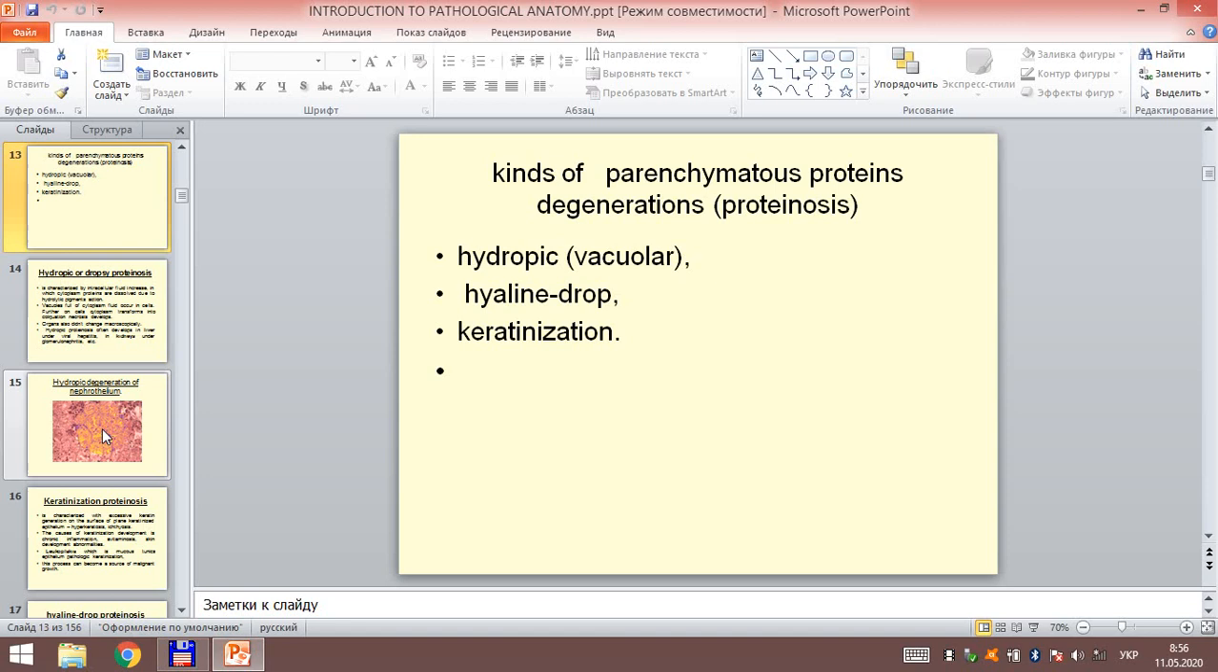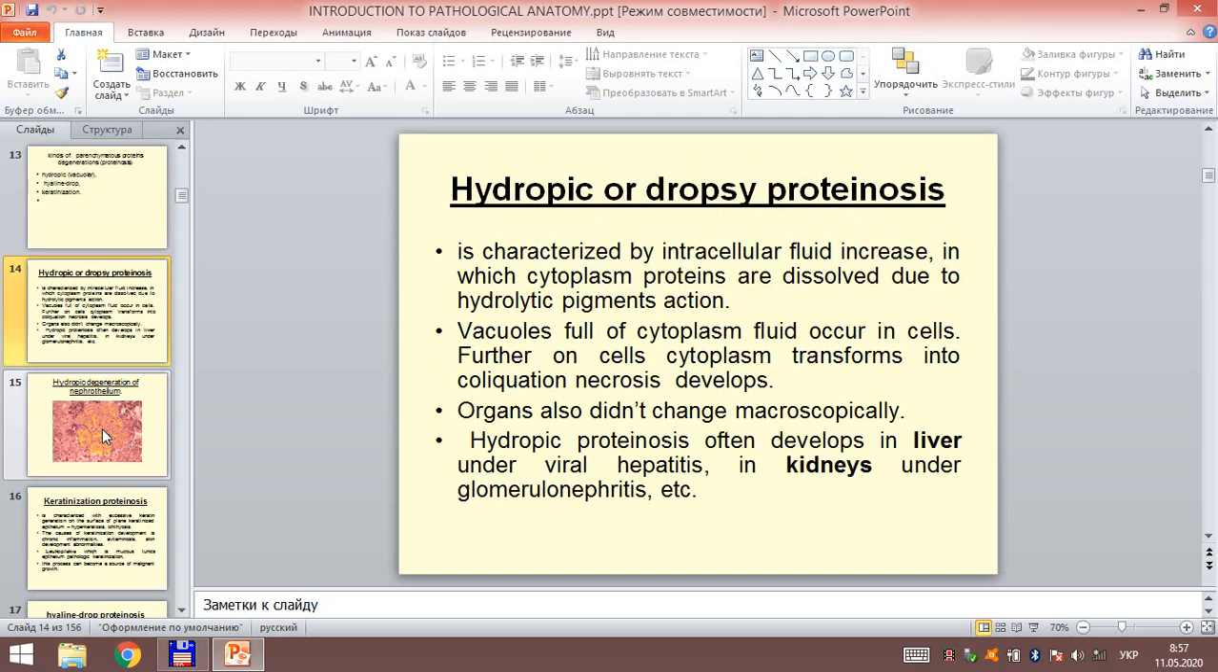Kinds of parenchymatous protein degeneration or proteinosis: hydropic or vacuolar dystrophy, hyaline drop dystrophy, keratinization. Hydropic or dropsy proteinosis is characterized by increase of intracellular fluid in which cytoplasm proteins are dissolved due to hydrolytic enzymes action. Vacuoles full of cytoplasm fluid occur in cells. When the cell cytoplasm transforms, colliquation necrosis develops. Organs do not change macroscopically. Hydropic proteinosis often develops in liver under viral hepatitis, in kidneys under glomerulonephritis, etc.